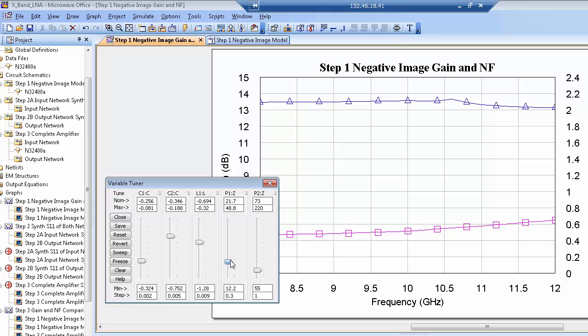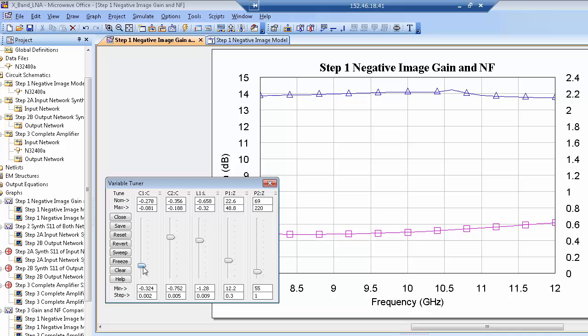Getting closer. I really want to get it flat. Pretty flat. I need to get that gain up a little bit though. Well, I think that pretty much is it.